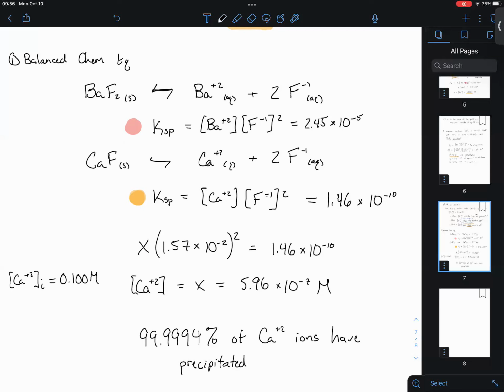Right, so at that point where your fluoride ion concentration is large enough to start precipitating the barium, you basically have no calcium left over in solution. It's almost all been consumed by that precipitation reaction with the fluoride ions.